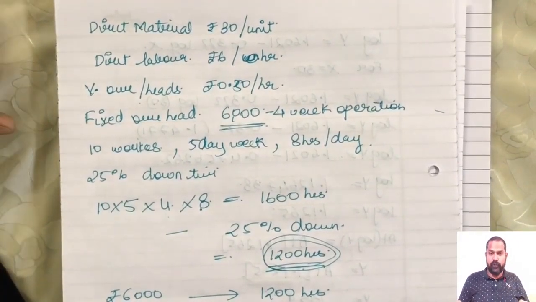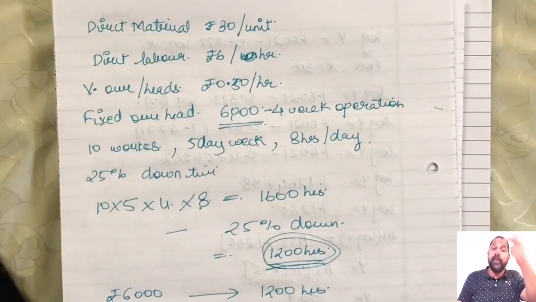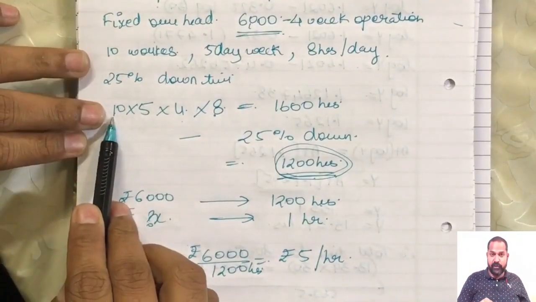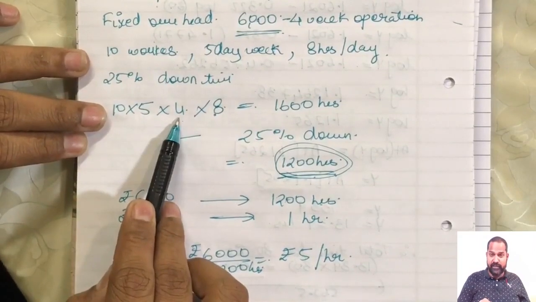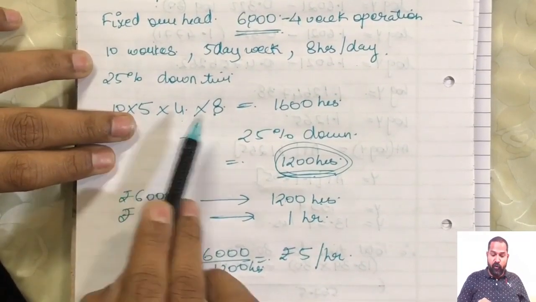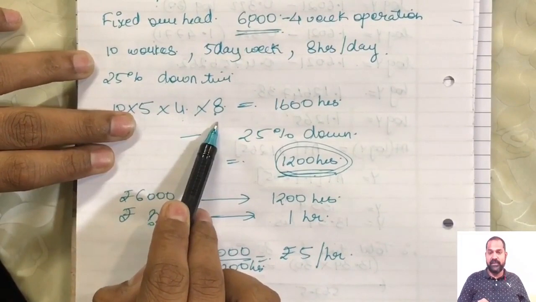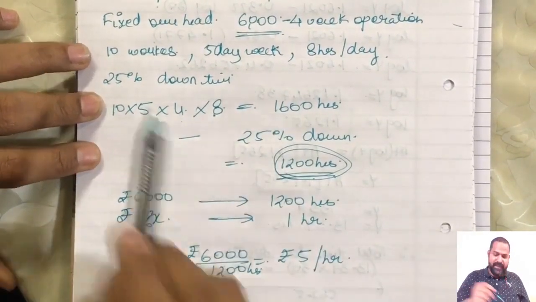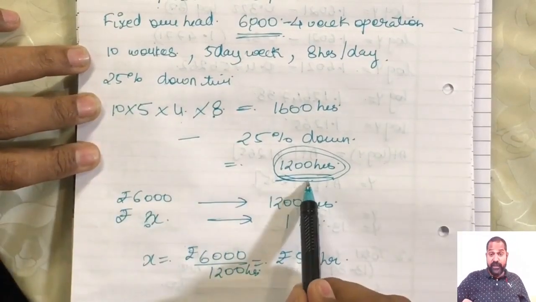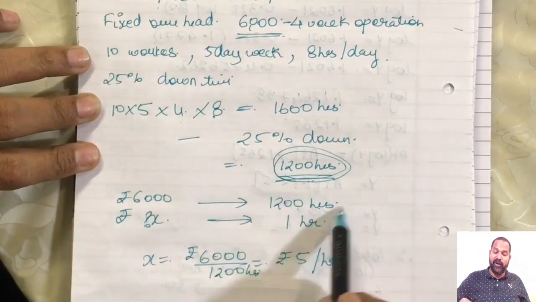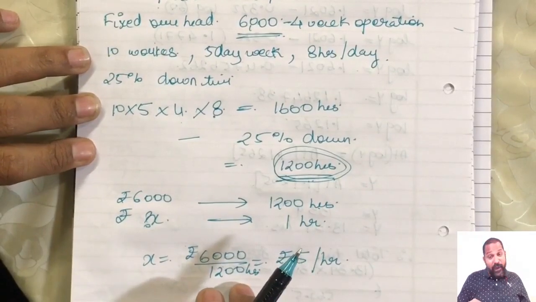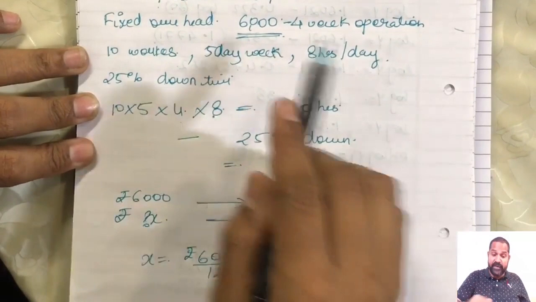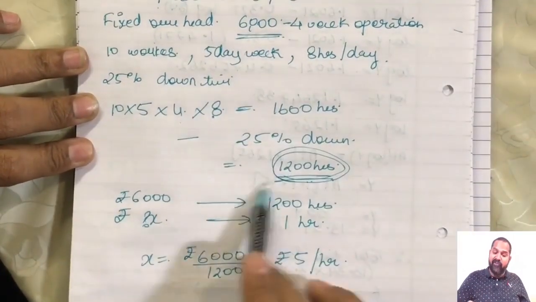Well, I don't know. Well, then let's find out, what do you mean by a 4-week operation? Well, a 4-week operation means 10 workers working for 4 weeks, 5 days a week for 8 hours. So a 4-week operation is 1600 hours. But there is 25% downtime, which means a 4-week operation is 1200 hours. Which means I am charging you 6,000 rupees for 1200 hours.